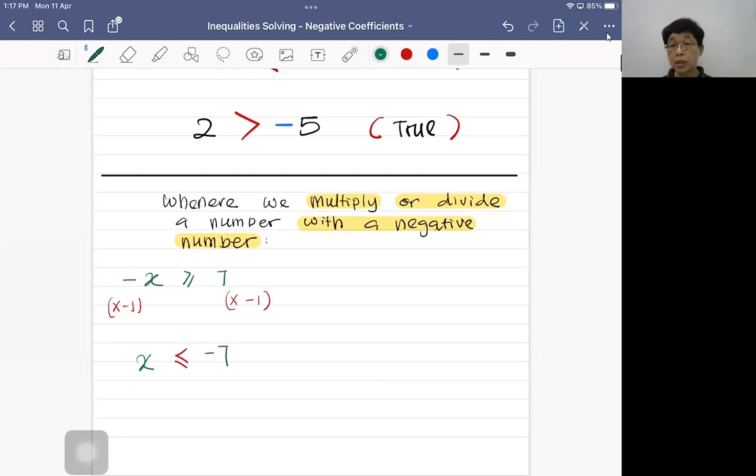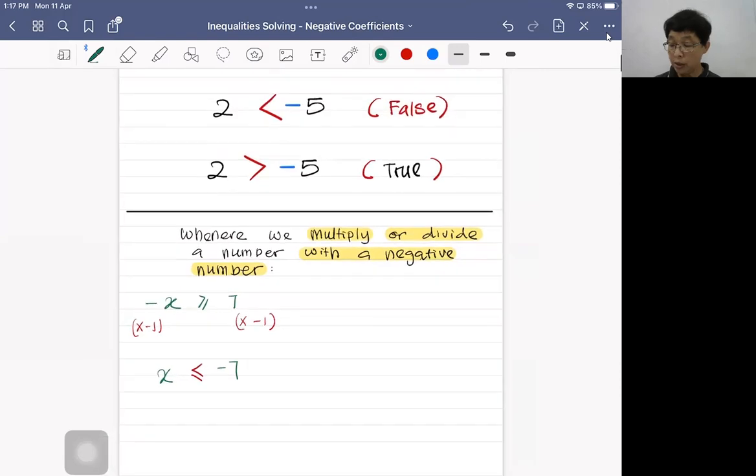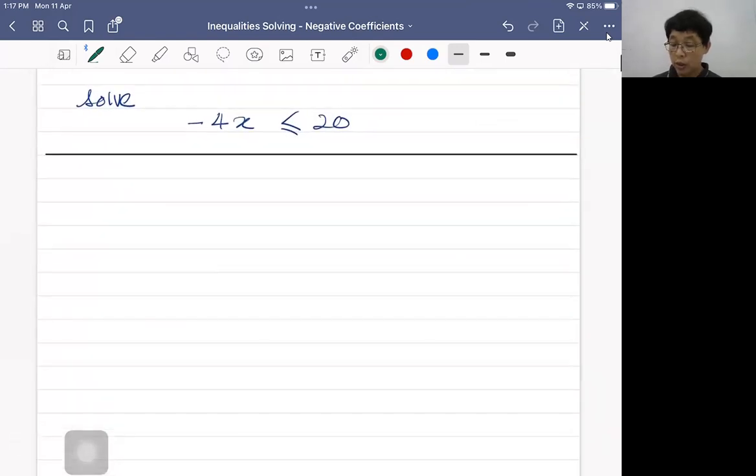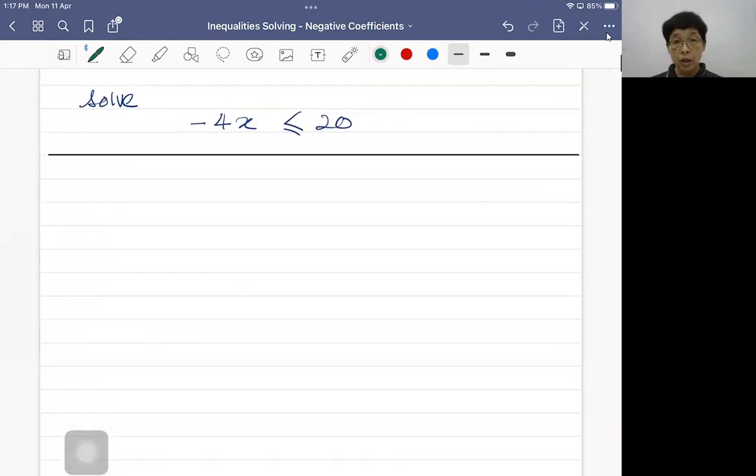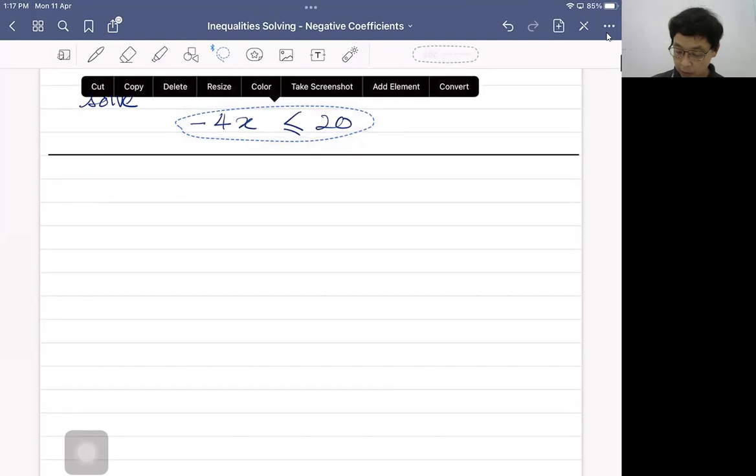Okay, so this is the very simple reason why we flip the sign whenever we have to multiply or divide by a negative number. So what we're going to do is hop on to take some real equations and let us practice with them. Now let's copy this.